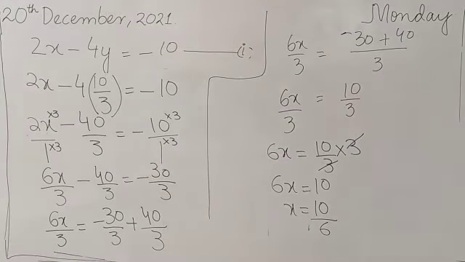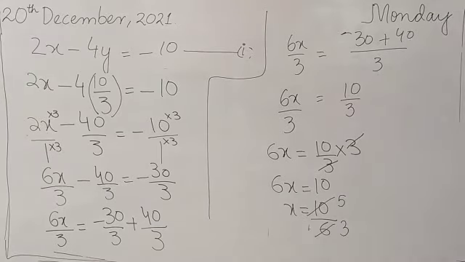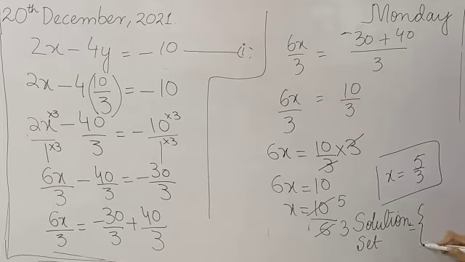Now simplify them. To 5 times 10 and to 3 times 6. So we have the value of x, which is 5 over 3. Okay? Now write the value of x and y in the form of a solution set. So what will be the solution set? Good. 5 over 3, comma 10 over 3. These are the values of x and y.